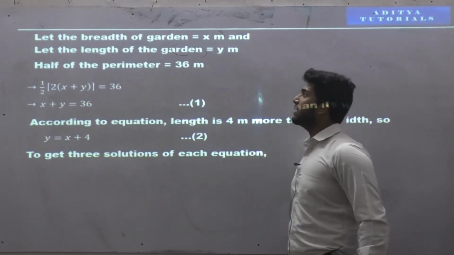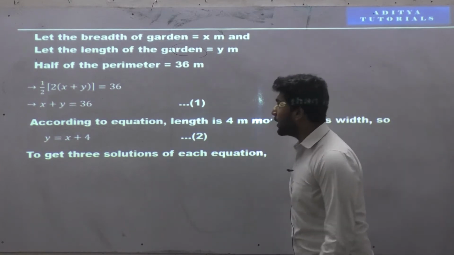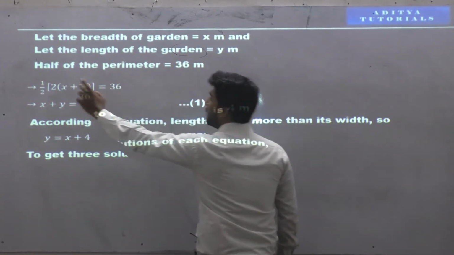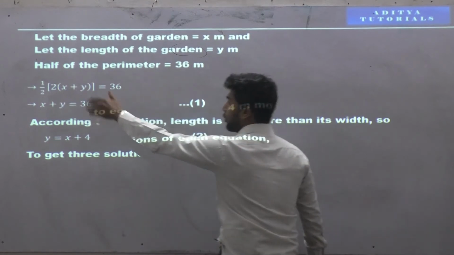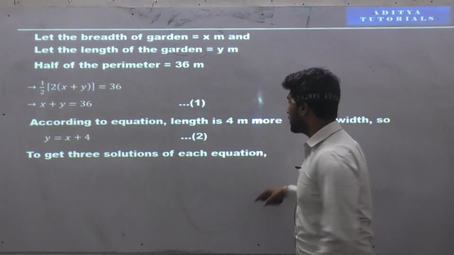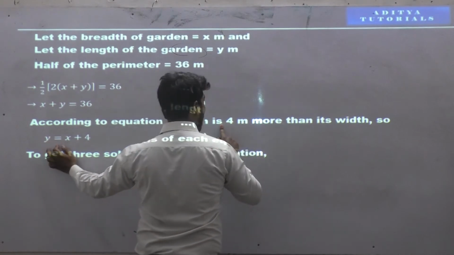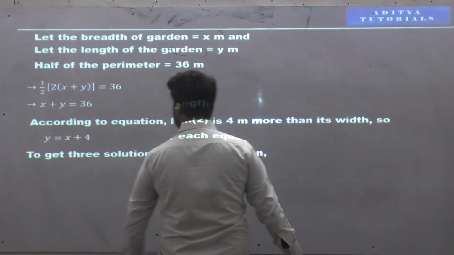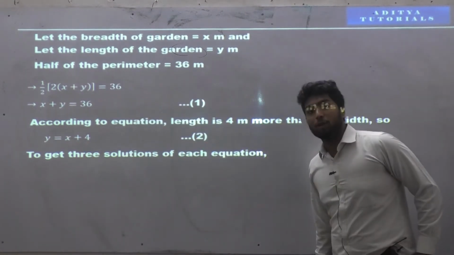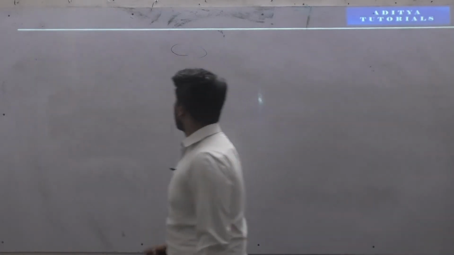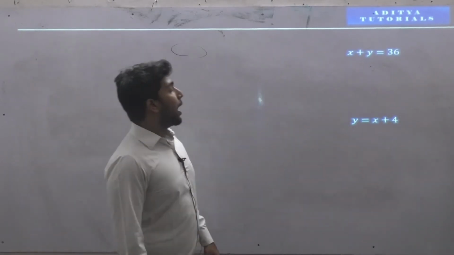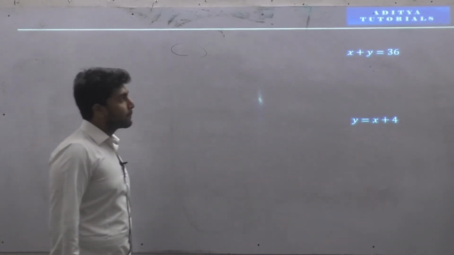Let's see the pattern. The breadth of the garden is x meter, length of the garden is y meter, half of the perimeter is equal to 36. 2 cancels 2, we got x plus y is equal to 36. Equation number 2: length is 4 meter more than, leave a gap, plus 4, its width x. So our second equation is y is equal to x plus 4. Now solving this in graph. So we got equation 1, x plus y is equal to 36, and equation 2, y is equal to x plus 4.